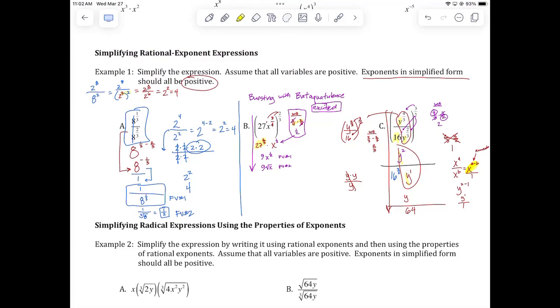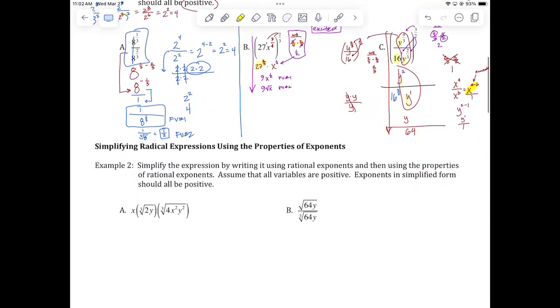Okay. Example 2, simplifying a radical expression using the properties of exponents. Again, let's read the instructions. Simplify by writing it using rational exponents. What I told y'all yesterday is whenever you see a radical and you're trying to simplify, get rid of it. Write it as a fractional exponent. Assume all variables are positive, and exponents in simplified form should all be positive. So no negative exponents in your final answer.